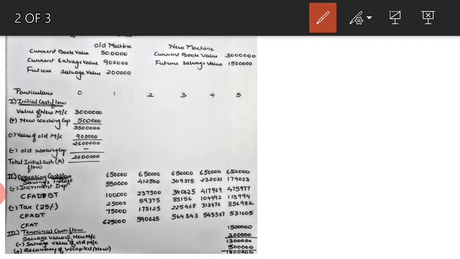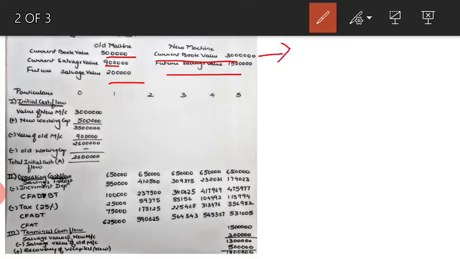Now the current book value given to us is 8 lakh, which would be taken under depreciation to calculate depreciation. Current salvage value is 9 lakh, which we take under initial investment, and future salvage value we take under the terminal cash flows. Whereas for the new machine there would be two values given, that is the current book value, which is your initial investment, and the future salvage value, which is your terminal cash flow.